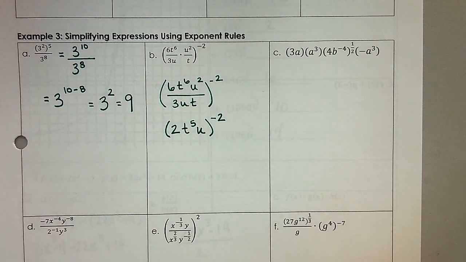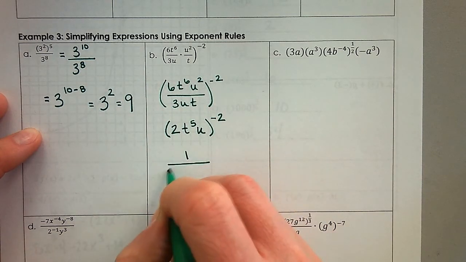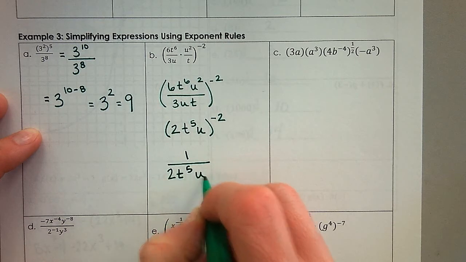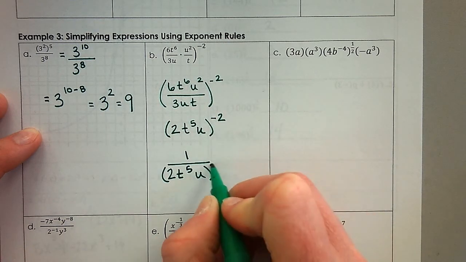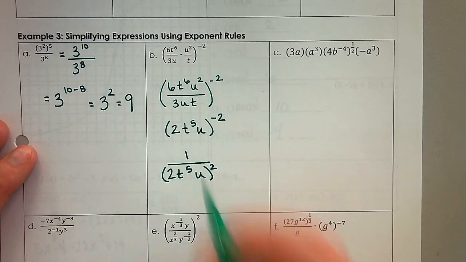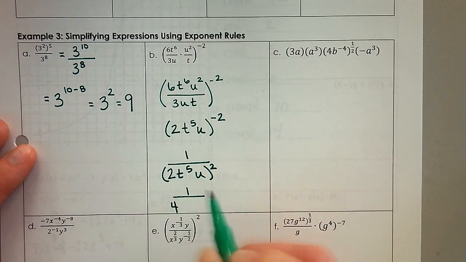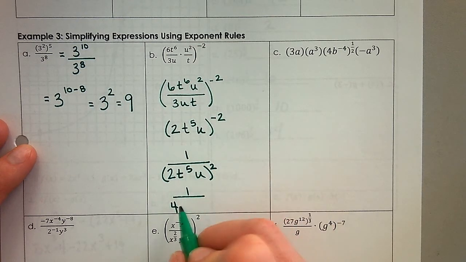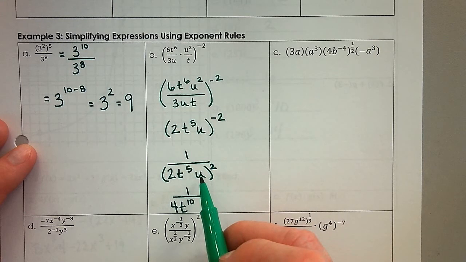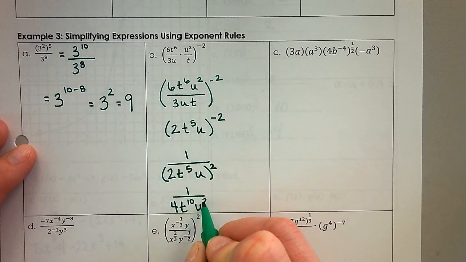So let's take care of the negative first. The negative exponent means that I do what with anything in my numerator? Look at the denominator. It moves to the denominator. Okay, so this becomes 1 over 2t to the 5th u. Now I took care of the negative, but it's still squared. Now everything gets the square. So 2 squared is 4. T to the 5th raised to the 2nd is t to the 10th. U to the 1st raised to the 2nd is u squared.